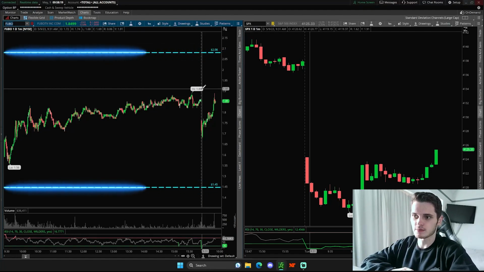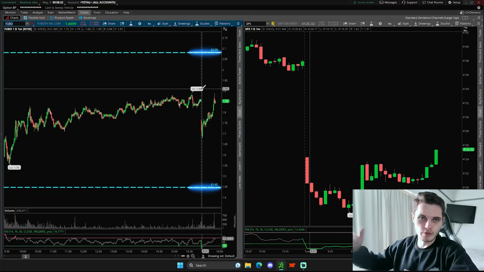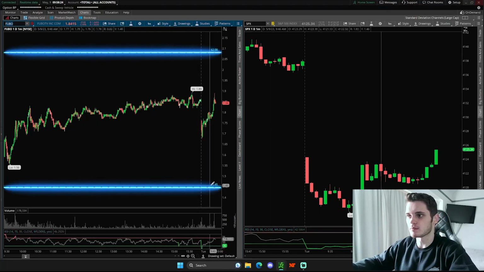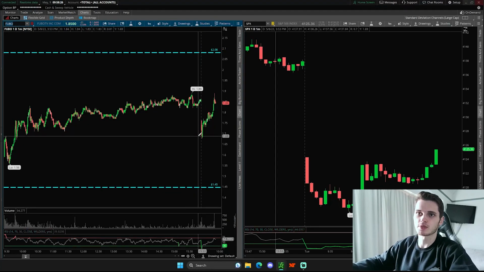The first time we come and touch that support, if we snap through it, we're most likely going to come back and retest it at a minimum. So definitely looking at that as a trading opportunity.